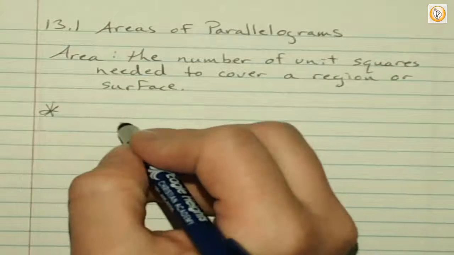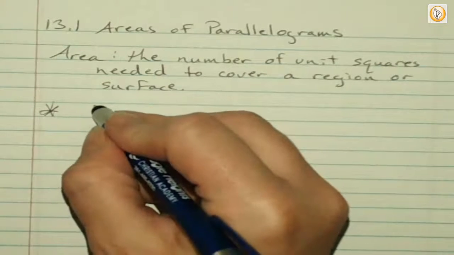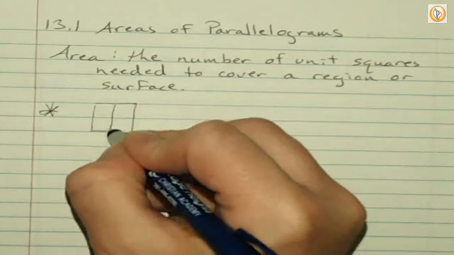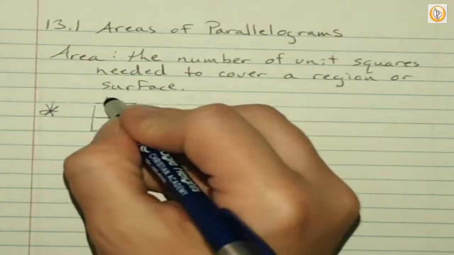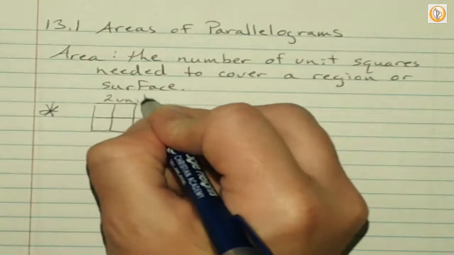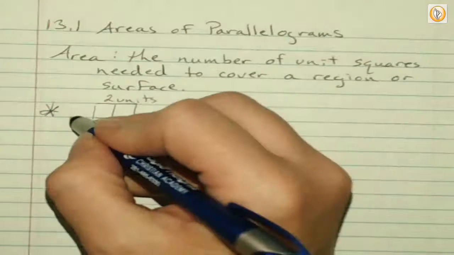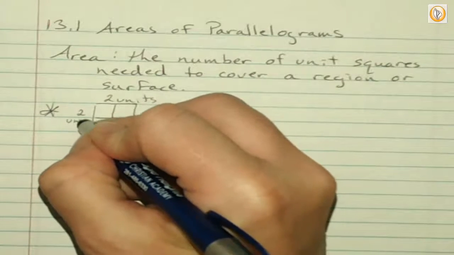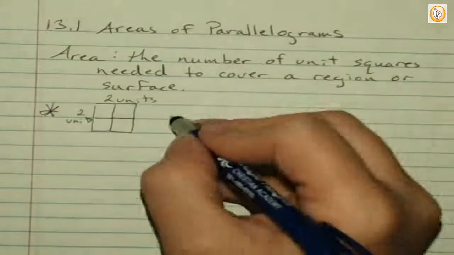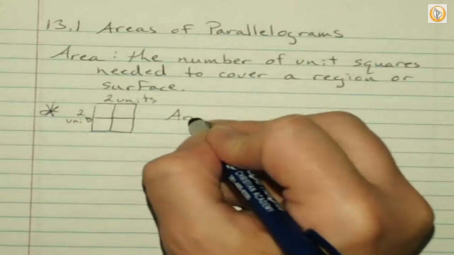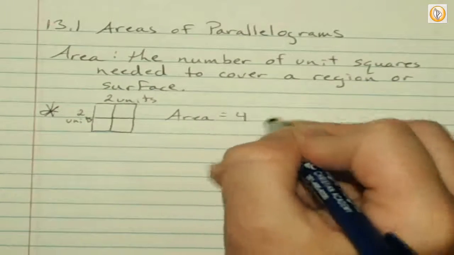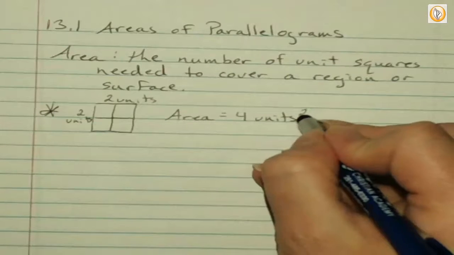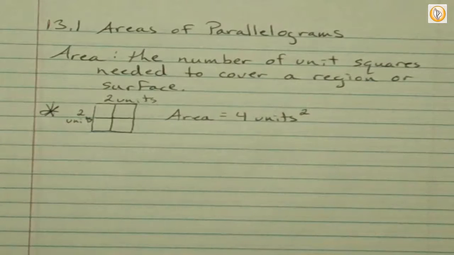For example, this side would be 2 units, and this side is 2 units. So the area is 4 units squared. Little 2.